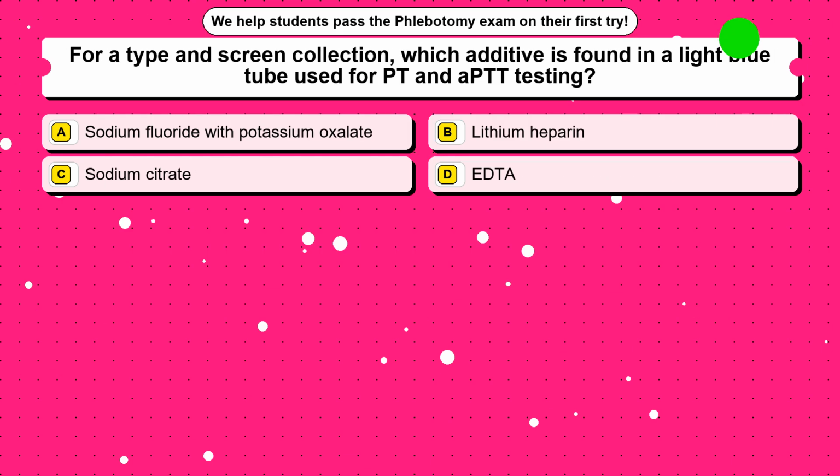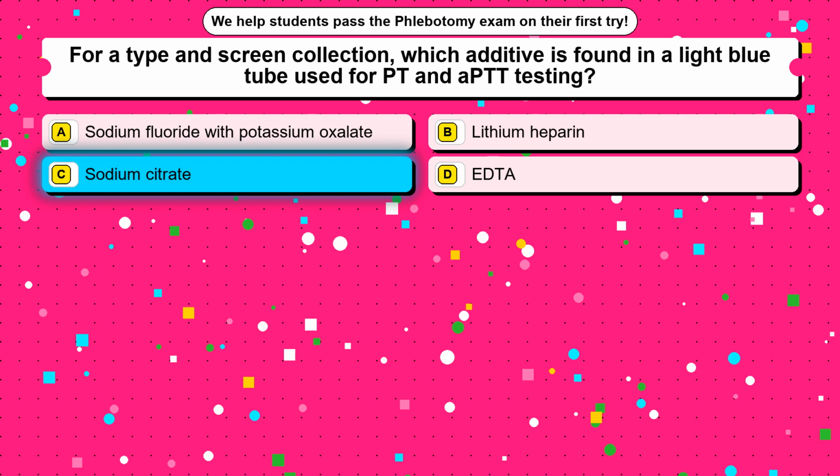Question 46. For a type and screen collection, which additive is found in a light blue tube used for patient and APTT testing? Option A, sodium fluoride with potassium oxalate. Option B, lithium heparin. Option C, sodium citrate. Option D, EDTA. The correct answer is option C.